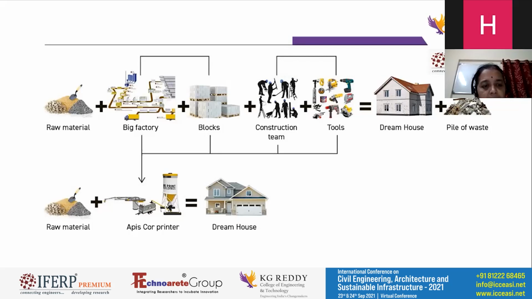But in 3D printing, what happens? We use the raw material, then we use the 3D printer or robotic arm, and directly on the site we get our dream home completed without any noise, without any waste. That is the difference between the conventional construction method and the 3D printed house.